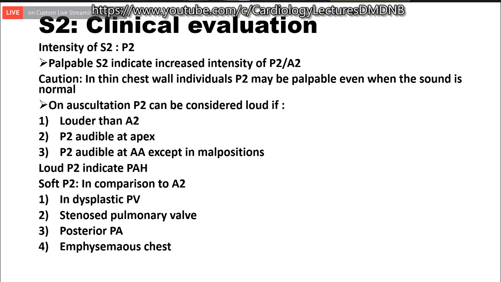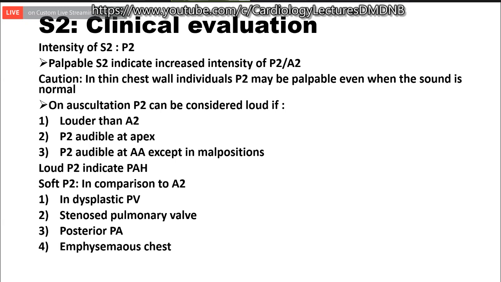What is the reason why the P2 is feeble in pulmonary stenosis? Lack of flow. Flow across the valve is... Yes, usually in significant stenosis, the pulmonary pressure, the pressure head which can close the pulmonary valve, is less than normal. That will result in less apposition, less prominent closure of the pulmonary valve.